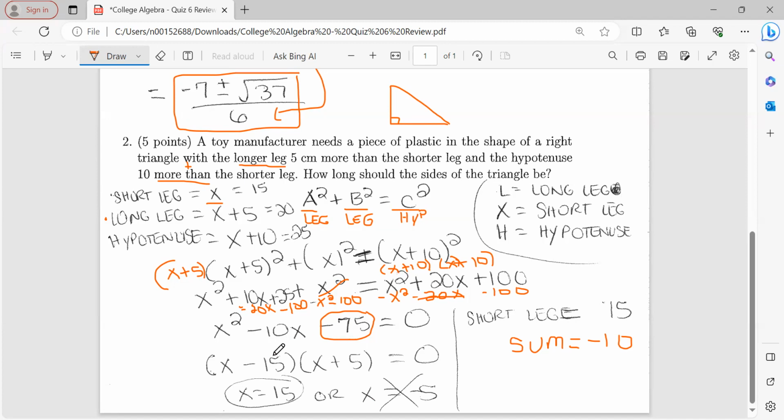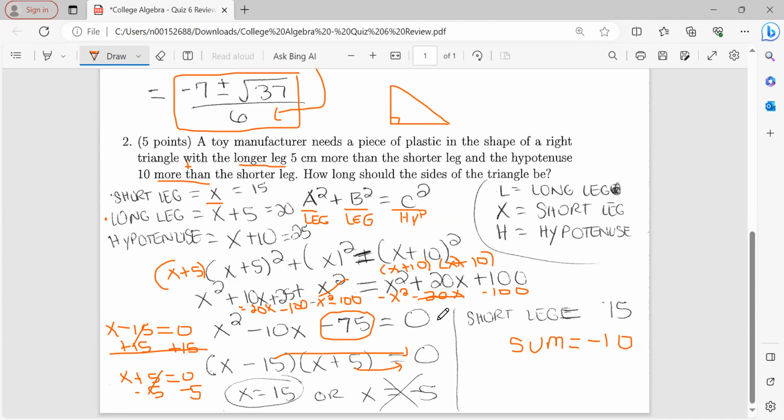After you factor, you want to set each of these factors equal to 0 and solve the equations. So x minus 15 equals 0. You solve by adding 15 to both sides of the equation, and we get x equals 15. That's one of our solutions. The other we get from taking x plus 5 and setting it equal to 0. We solve by subtracting 5, and we get x equals negative 5.